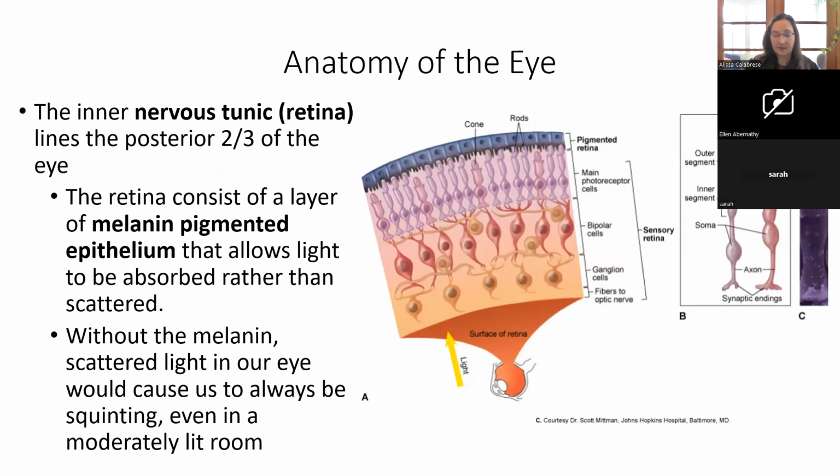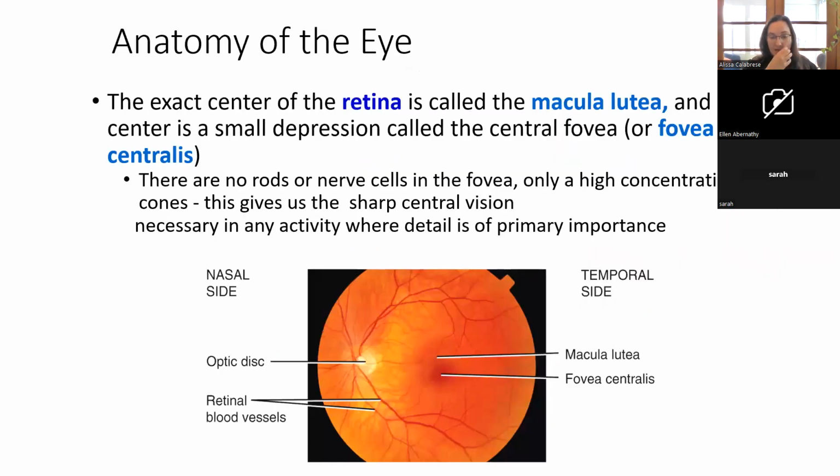All right, and then the innermost tunic or the retina, again, this is where your photoreceptor cells are. The photoreceptors are going to be able to pick up on photons or light and send that information to the brain. This is what your eye doctor sees when they're looking into your eyes. So they're looking at the retina. A couple things to notice here about the retina. One, this part right in the middle, this is the macula. And at the very center of the macula is this little kind of indentation called the fovea centralis.